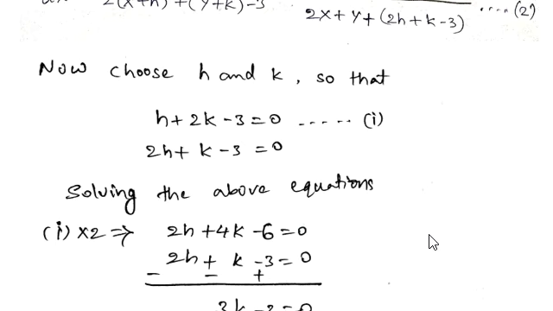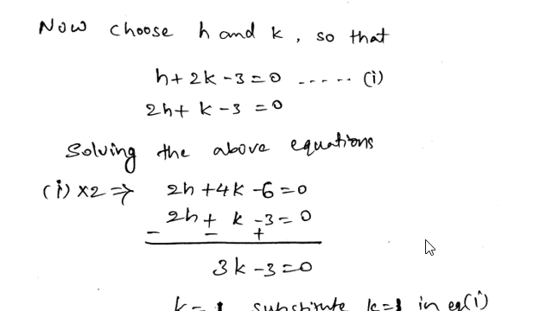We have to solve these two equations to get the h and k values. In some books these equations are solved by cross multiplication. Whichever method you find easy, you can follow that method. Ultimately we have to find the values of h and k, so any method you choose to get the h and k values is fine.